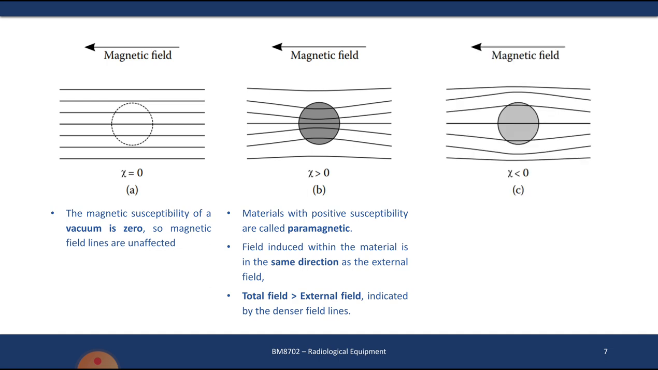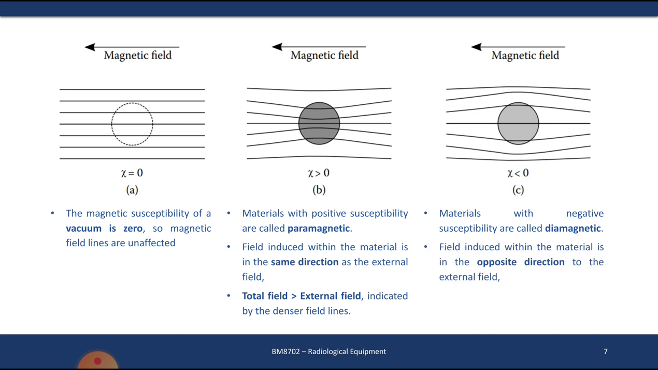The third type of material is called a diamagnetic material, which has a negative susceptibility. Here the field produced within the material has the opposite direction to your external field, and the total field will be less than the external field, which is indicated by the less dense lines.